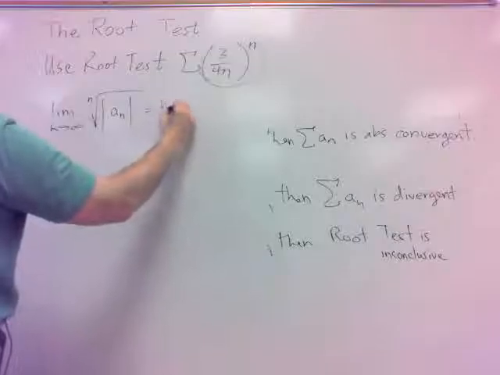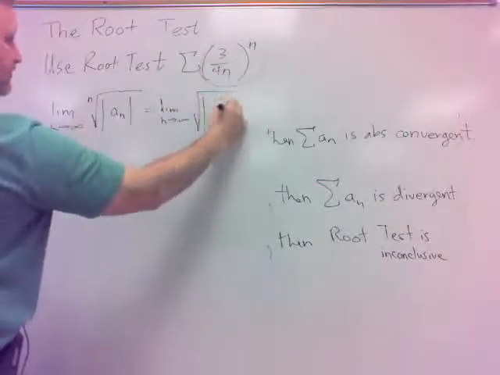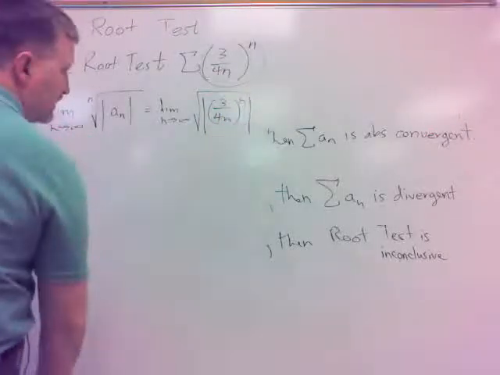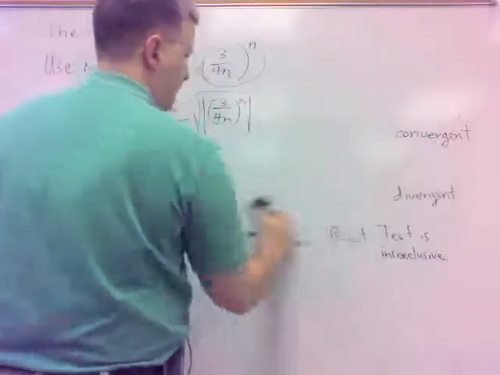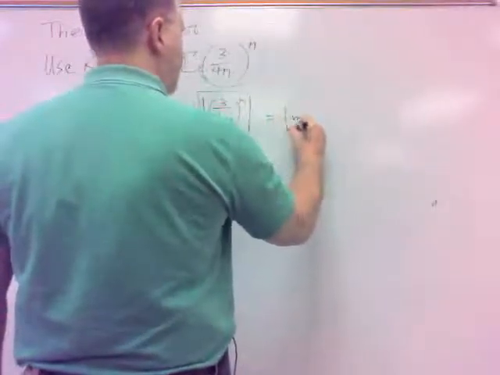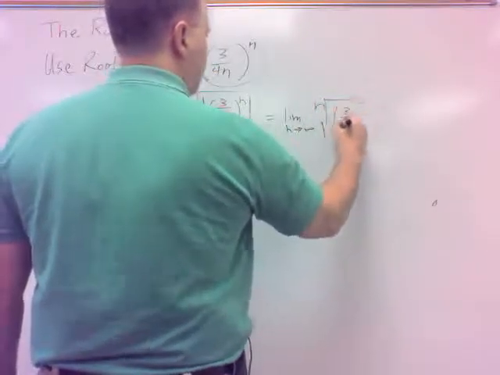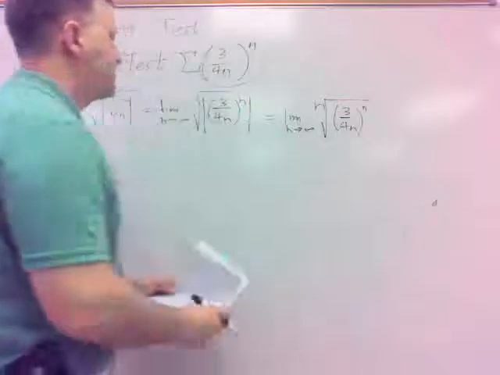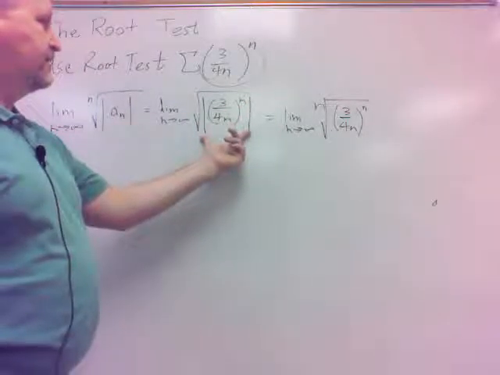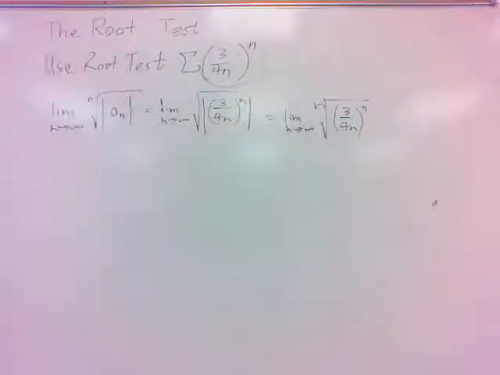So it's the limit as n goes to infinity of the absolute value of 3 over 4n to the nth. Well, those are all positive terms, so it's really just the limit as n goes to infinity of the nth root of 3 over 4n to the nth. These terms are positive, so the absolute value really doesn't accomplish anything there.